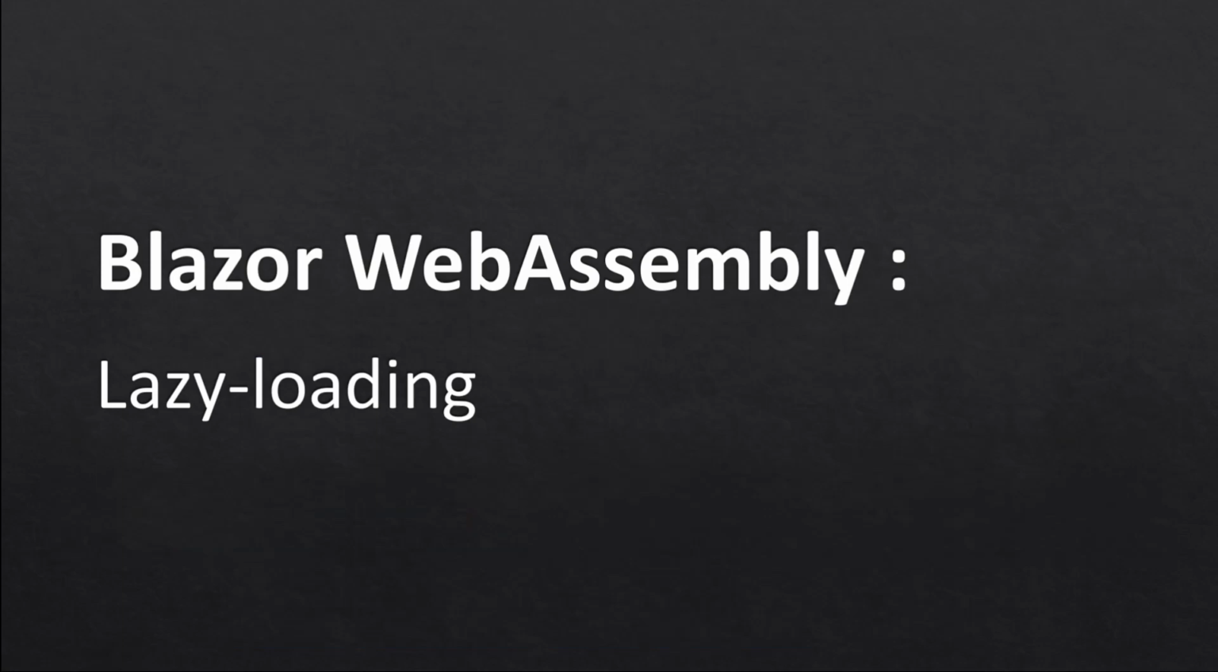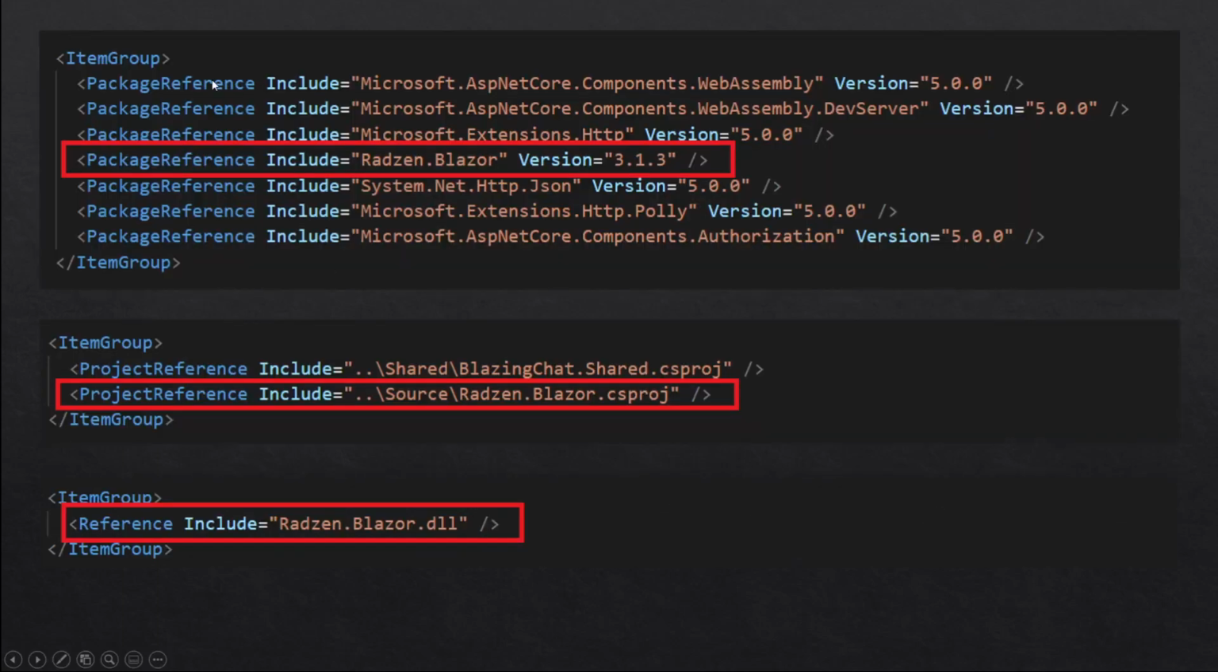Hello everyone, in this episode I'm going to talk about lazy loading in a Blazor WebAssembly application. For this demo, I'm going to use the Radzen Blazor UI component library as a reference. This is an open source project.